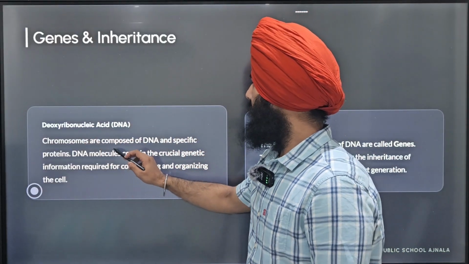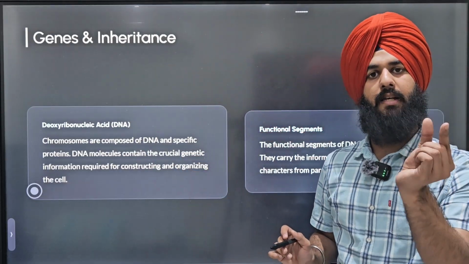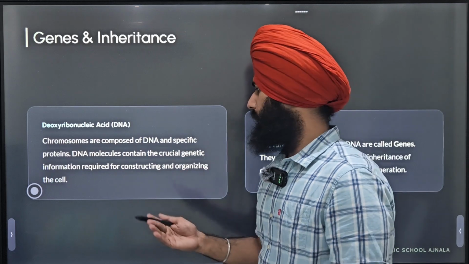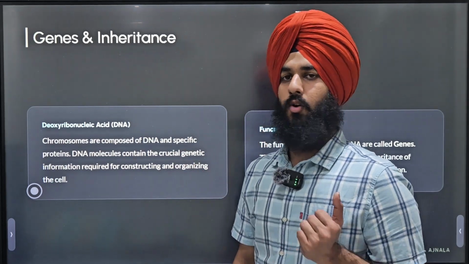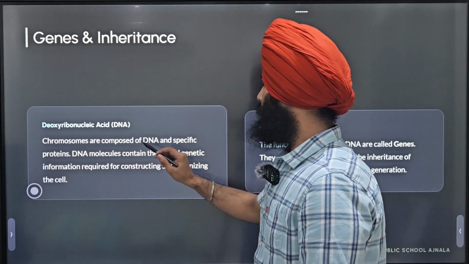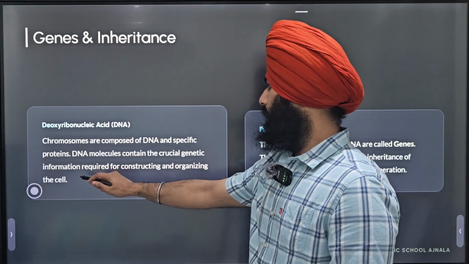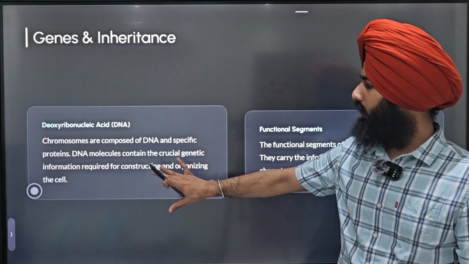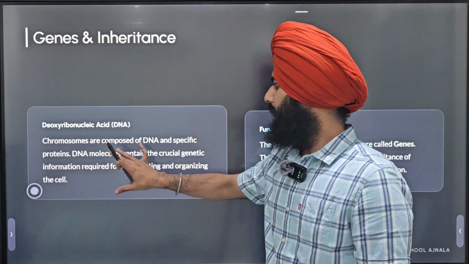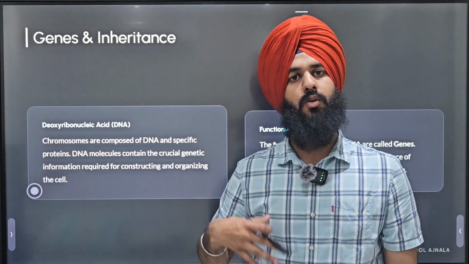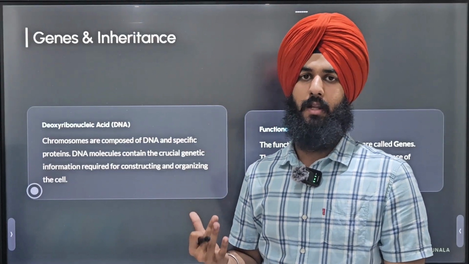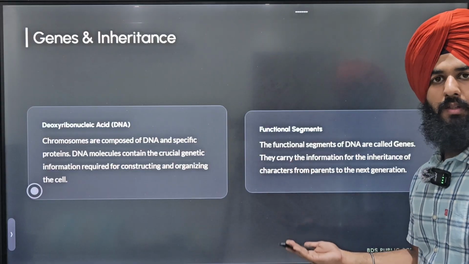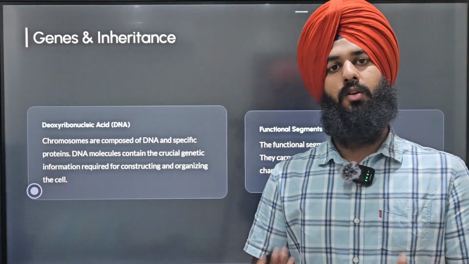So chromosomes are composed of DNA. You saw those helical structures. Those were little DNA strands which were packed into chromatins, which were further packed into the chromosomes. The DNA molecules contain crucial genetic information required for constructing and organizing the cell. So these DNAs transfer the information to the cells, and those cells form in a manner which is similar to the original being, and that is why the child usually looks similar to their parents.